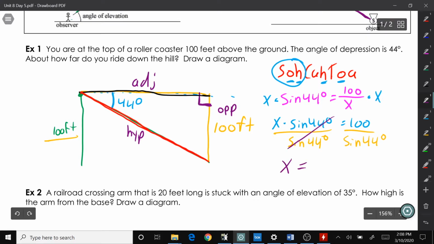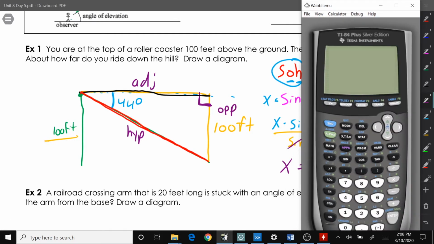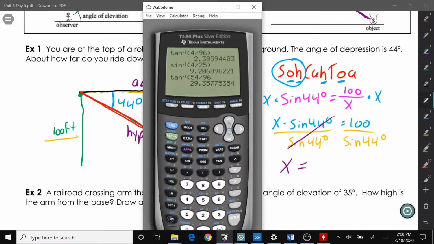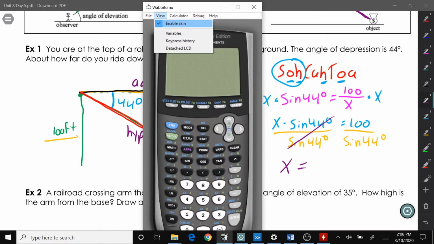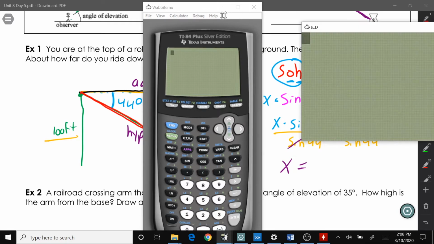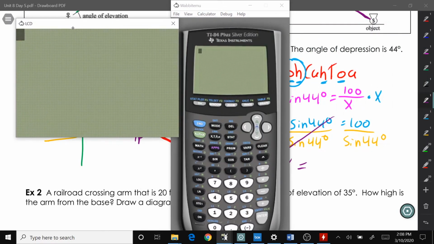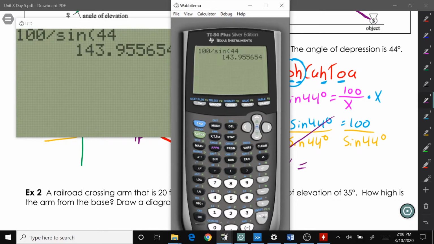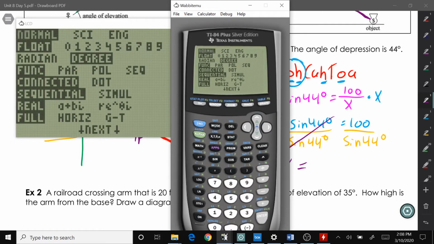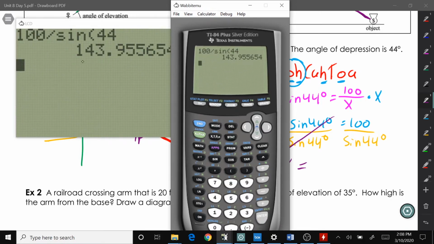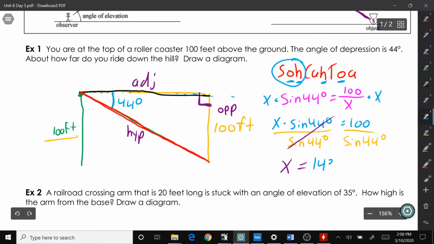X will equal, and then we type that into the calculator, so 100 divided by sine 44, 143.95. Right, I just wanted to make sure I was still in degree mode. So 143.96. 143 feet is how far the ride was.